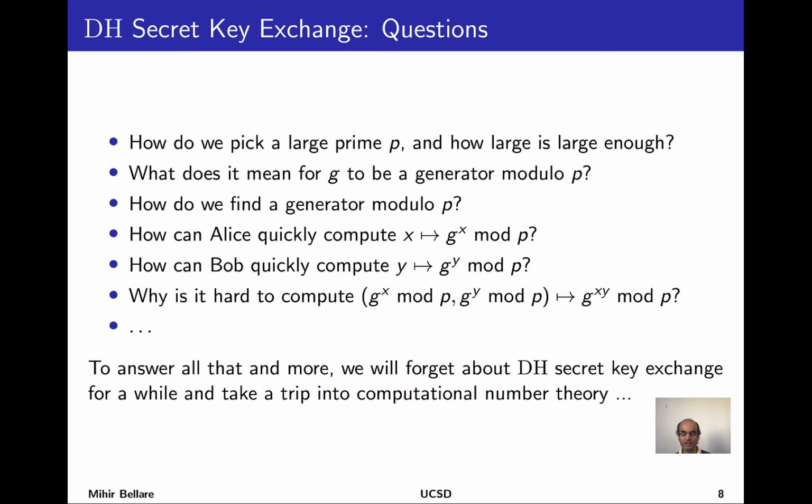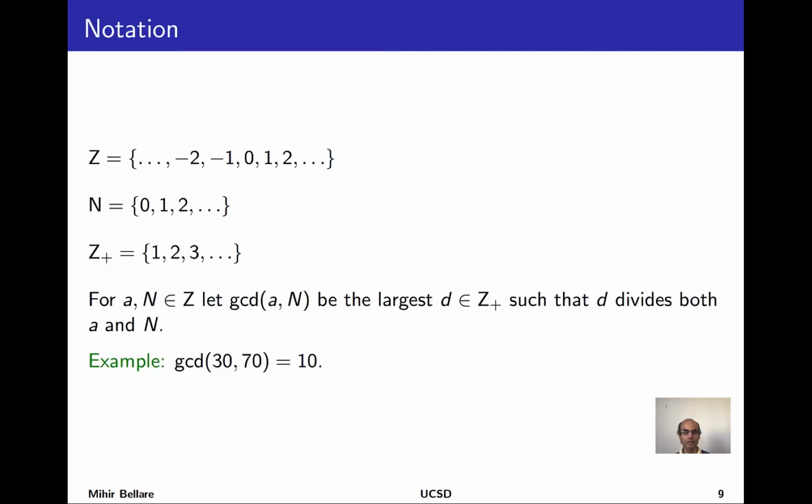And finally, of course, what sort of evidence can we give in favor of the security claim that this function here is actually hard to compute for the adversary? And so to do this, we'll forget about Diffie-Hellman secret key exchange for a while and just study computational number theory. And we'll find when we come back at the end of this chapter, we will have answers to these questions. So we start with a whole bunch of little notation, nothing difficult going on.